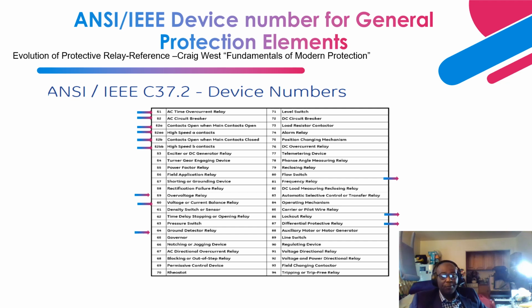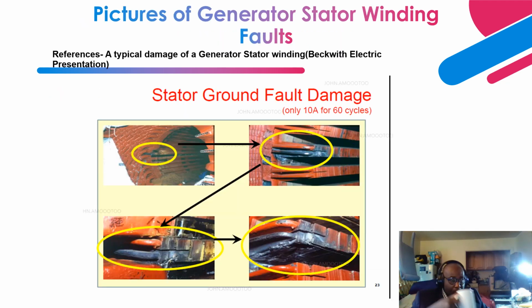Next is differential protection, and I made mention that it is ANSI device 87. Next is a beautiful picture that shows you damage to a stator due to a ground fault on the stator. As you can see over here, it's a big core damage, right? There's damage in the core and basically winding damage as well. So this is not pretty. That's why you need all those expensive protection schemes to protect your generator.